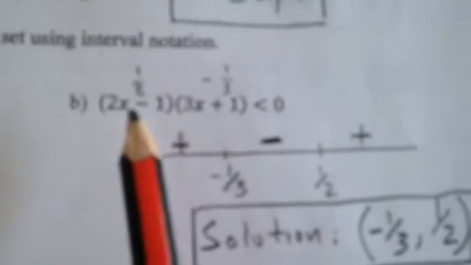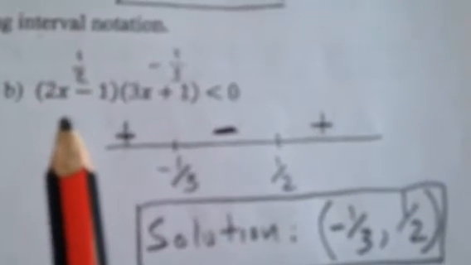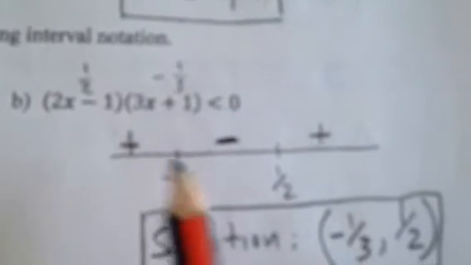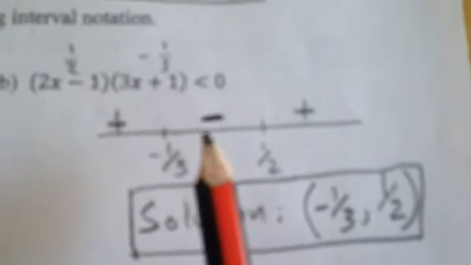The next problem is a little bit simpler because it's presented already in factored form. So we have -1/3 from this factor and +1/2 from that factor. Testing gives me less than 0 in between those two values, so there's my solution interval right there. I want less than 0 for this one.